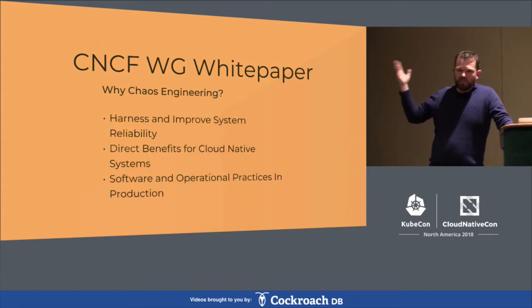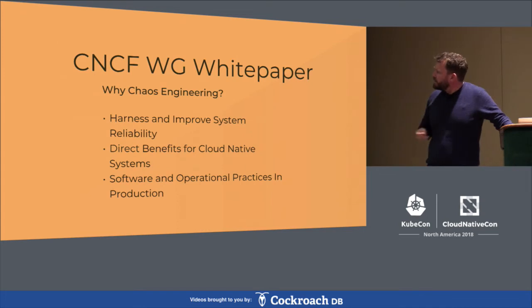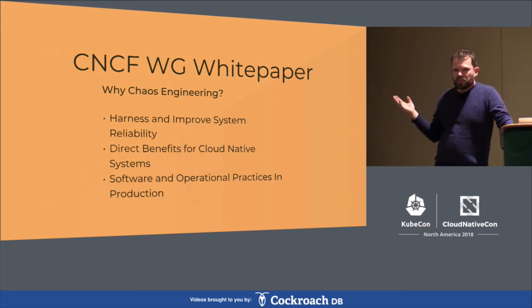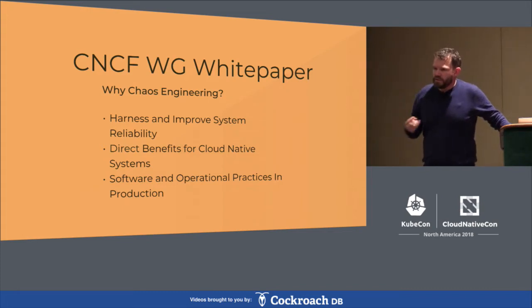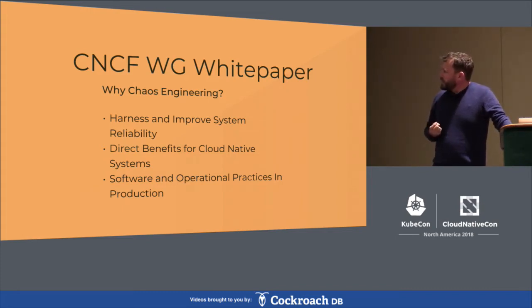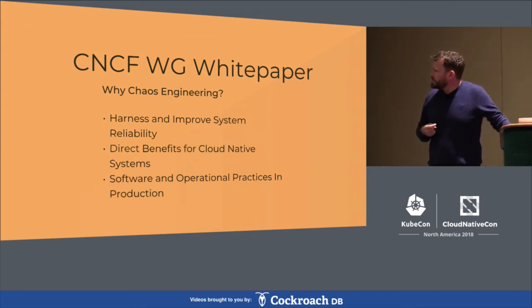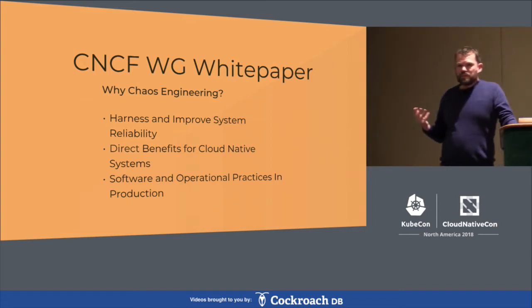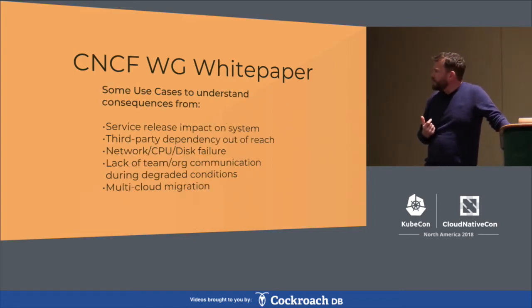So why chaos engineering? From the white paper, we've got a few use cases. Well, we want to improve system reliability. That's the first one. Chaos engineering is to actually harden your system's reliability. It benefits the cloud native system because cloud native has all the properties that make it quite easy to do chaos engineering during your software development cycles. You'll see that. And it's basically bringing operational practices into the development world. All right, so some use cases.